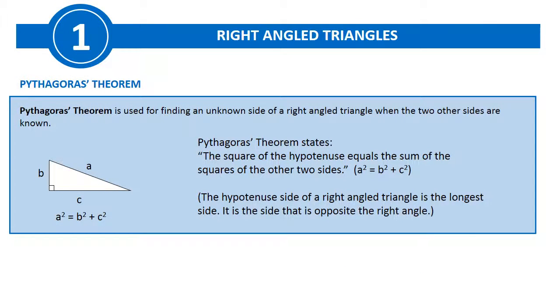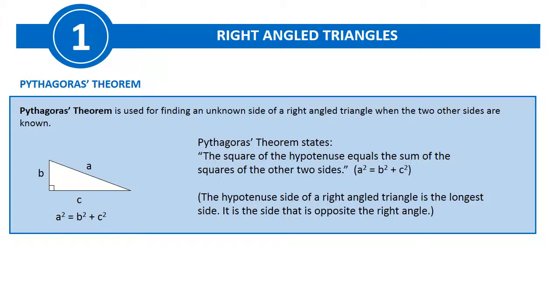This video revises Pythagoras theorem. Pythagoras theorem is used for finding an unknown side of a right-angled triangle when two other sides are known. Pythagoras theorem states that the square of the hypotenuse side equals the sum of the squares of the other two sides. In the triangle drawn here, a squared equals b squared plus c squared.